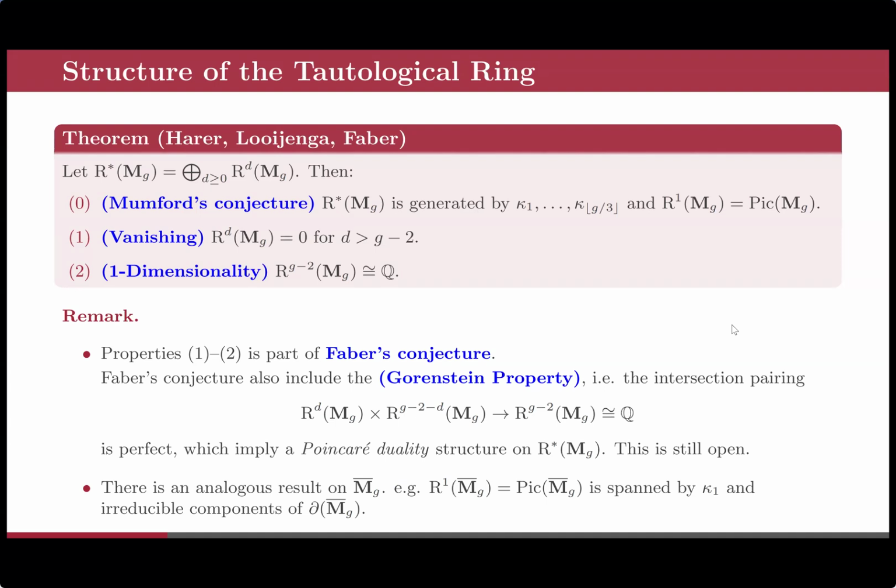Okay, for M_g-bar, there are some analogous results, and actually Mumford and Faber have similar constructions of the tautological ring. And for codimension 1, this is actually the entire Picard group of M_g-bar, and it's spanned by the kappa class and also all the irreducible components of the boundary. So this is also the philosophy, the belief, that the Picard group lies in the tautological ring.